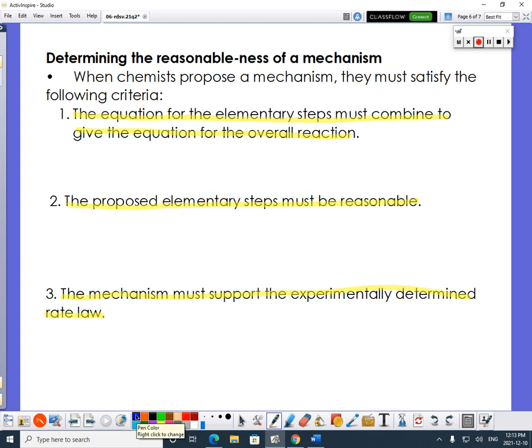Because you can't ask me, Miss Todd, I don't remember the criteria, can you tell me? You have to know these. Now, do you have to do them in this order? No. Okay? But this is the order that I give them to you.